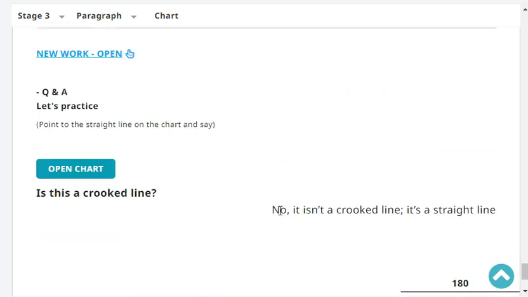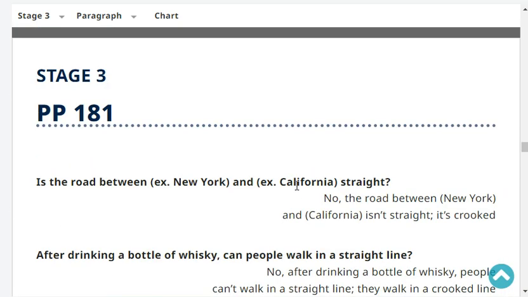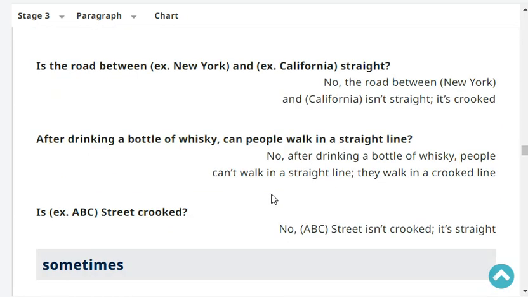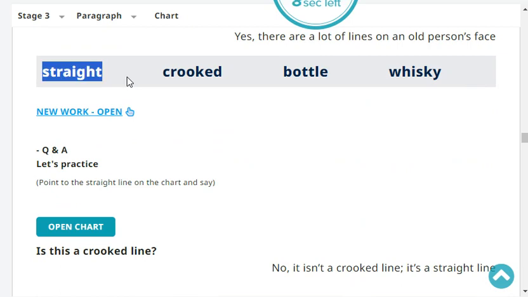It's a straight line. Is the road between New York and California straight? No, the road between New York and California isn't straight. It's crooked. Crooked. After drinking a bottle of whiskey. Okay, very good. We'll stop there for today.